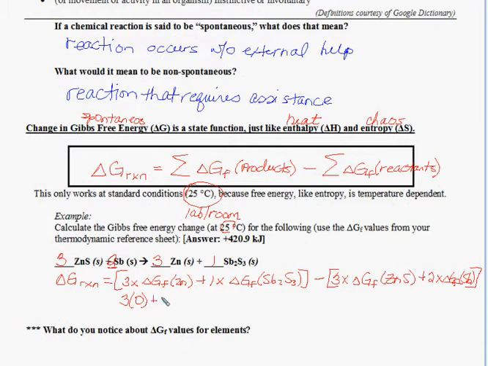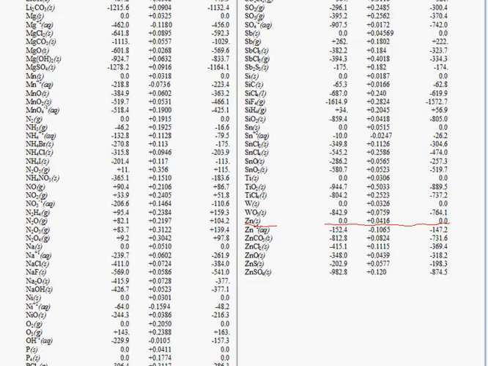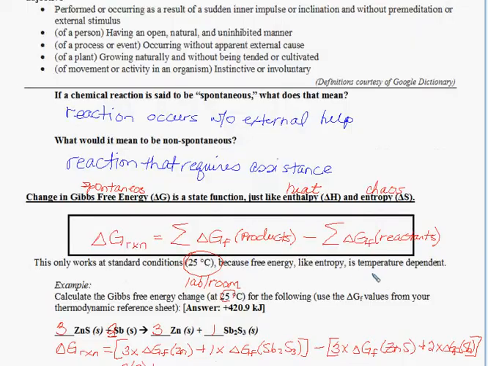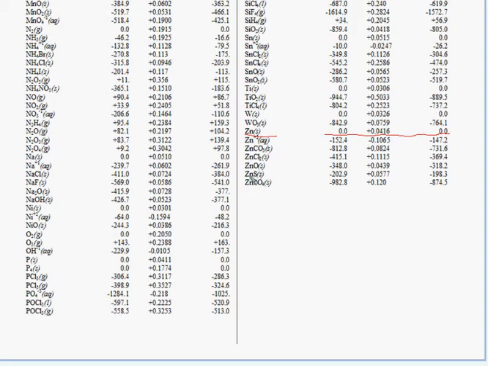All right, next up, we're going to look for the antimony sulfide. So Sb2S3, here it is. And again, we want the third number, so a negative 174. All right, those are all of our products. Now let's start looking for reactants. We want 3 zinc sulfides. So here's our zinc sulfide as a solid, negative 198.3.